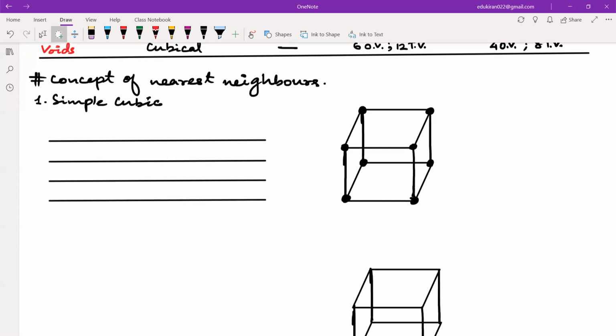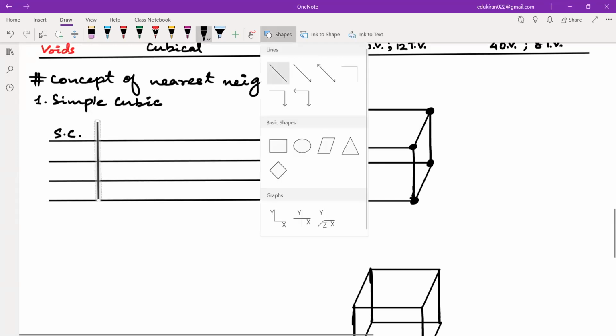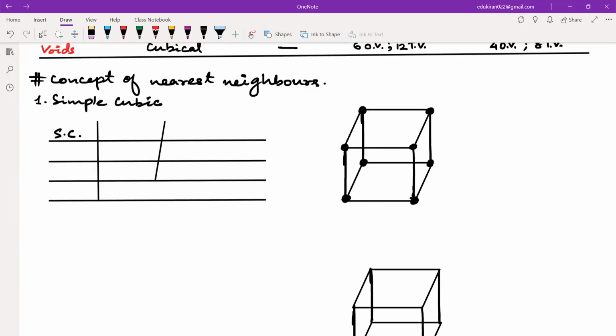Okay. So this structure is simple cubic. Simple cubic, and then we will talk about the number of atoms, and then we'll talk about how many atoms are there, and after that, what is the distance of these 2 atoms. If I talk about the first nearest neighbor, I will abbreviate nearest neighbor as NN. So you have first nearest neighbor for simple cubic.